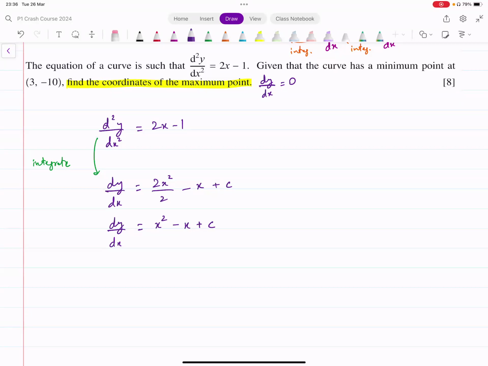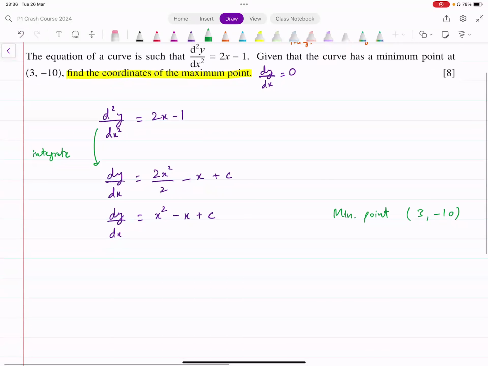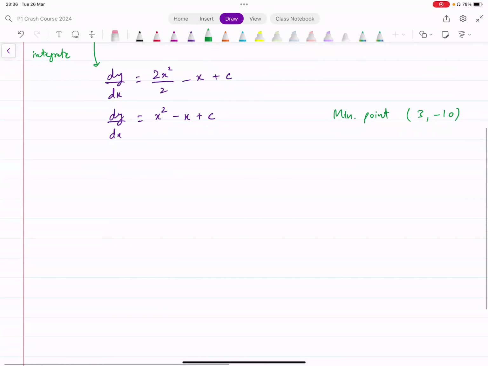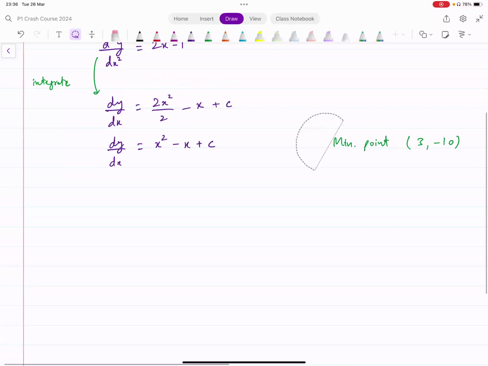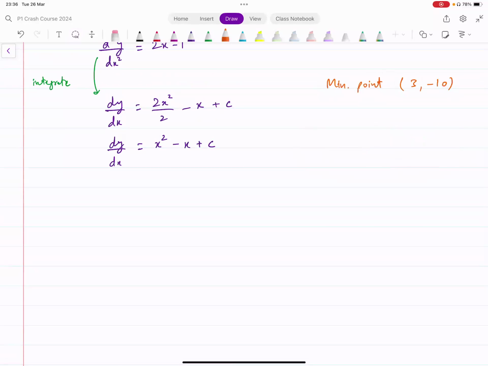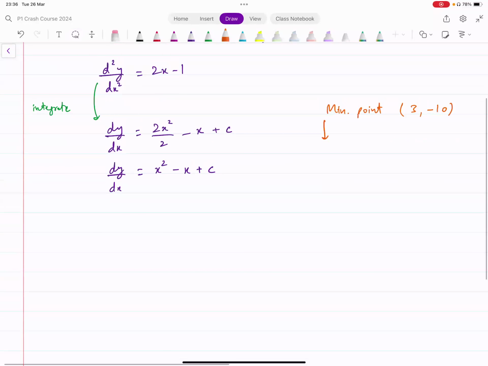Okay, let's actually think about it. So we have the minimum point. The minimum point of this function is given to be (3, -10). This is a minimum point of this function that we've got. That's what we are given. Now, if this is a minimum point, what that means is this minimum point has an x coordinate of 3 and y coordinate of -10.